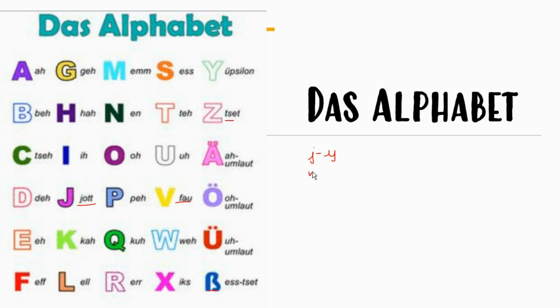V is pronounced as the letter F in English, and Z is pronounced as Z. And there is one more thing which I want you guys to note. EI is pronounced as I, and IE is pronounced as E. I'm going to give you the examples in this slide only. Let's move ahead.